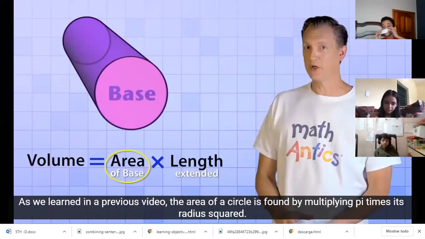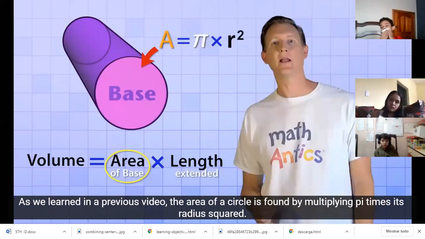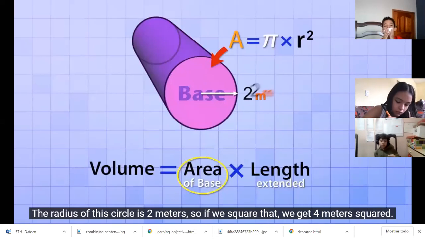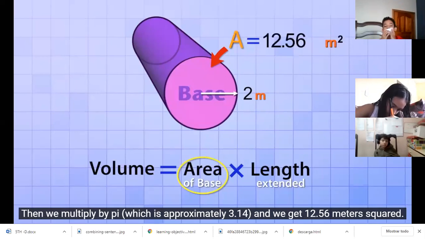As we learned in a previous video, the area of a circle is found by multiplying pi times its radius squared. The radius of this circle is 2 meters. So if we square that, we get 4 meters squared. Then we multiply by pi, which is approximately 3.14, and we get 12.56 meters squared.